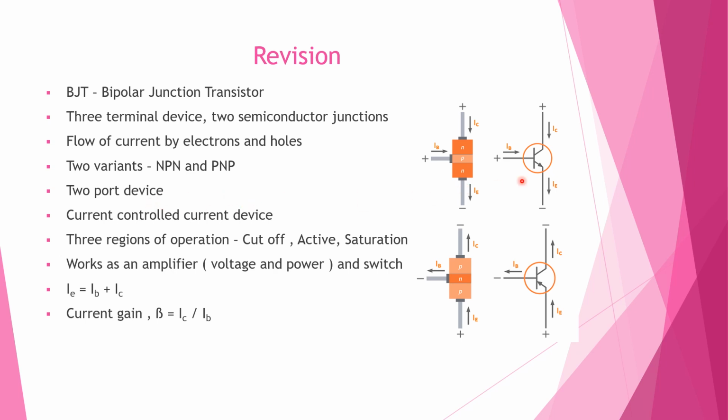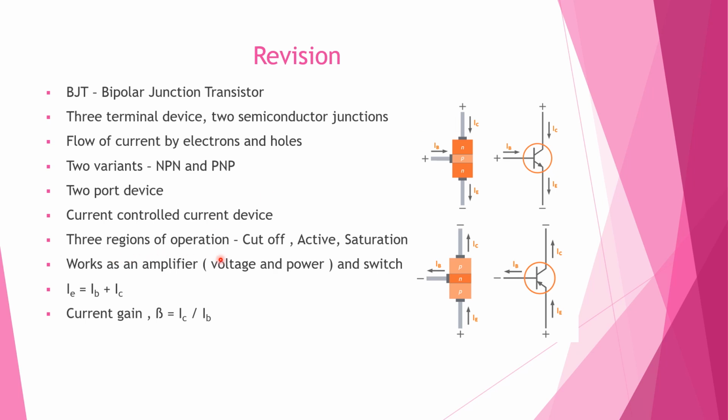It's a two-port device. Suppose you see the NPN here, this is an input loop and this is an output loop. Both are isolated from each other, which makes it a two-port device. And it's a current device, because the collector current IC is controlled by the base current, IC is beta times IB. If you give a 20 microampere current here, then you will get a collector current 100 times of it, that is 2 milliampere.